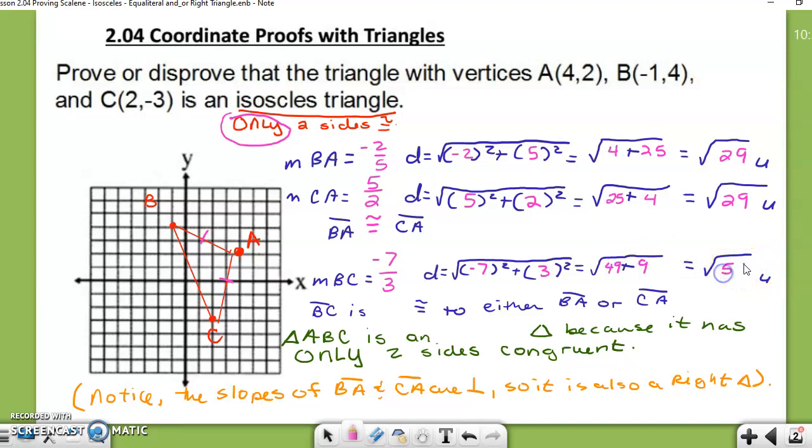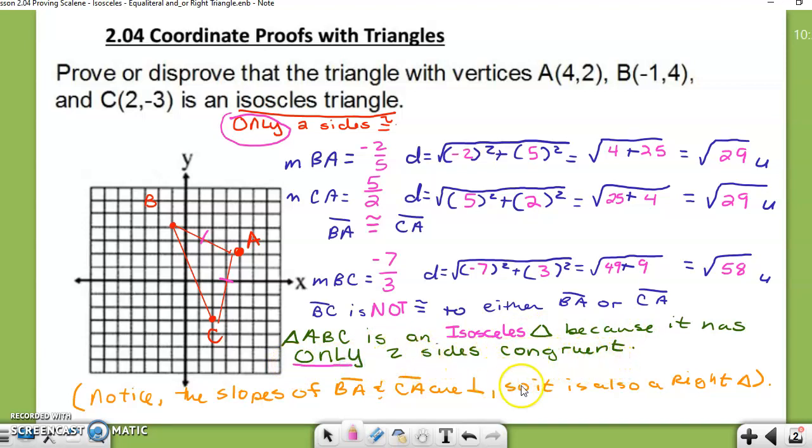So I find out that it is root 58 units. BC is not congruent to either BA or CA. So ABC is an isosceles triangle because it has only 2 sides that are congruent.